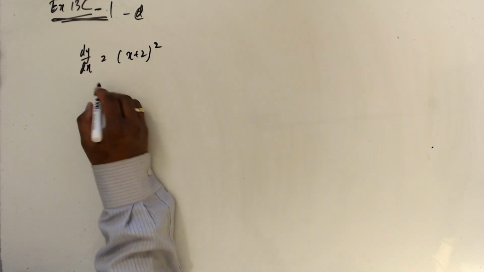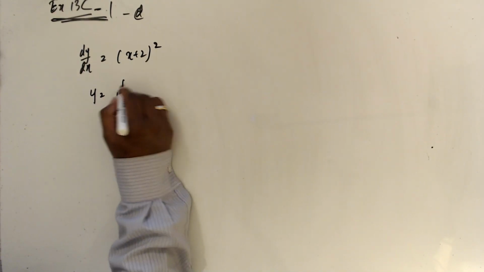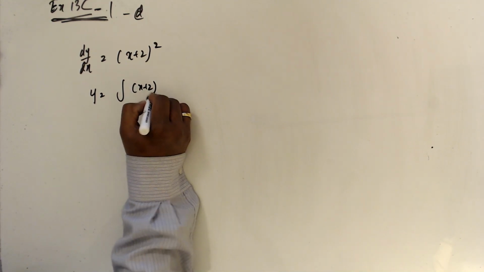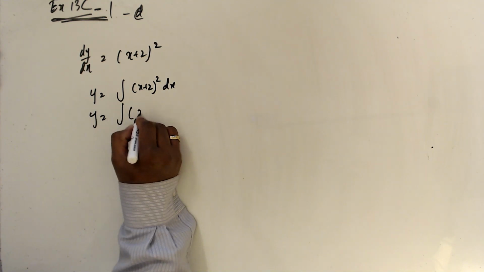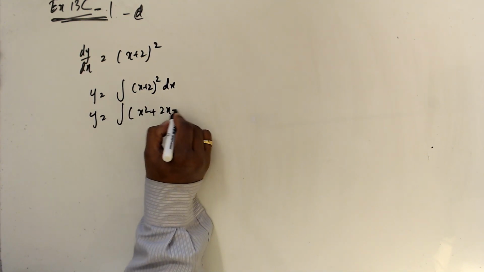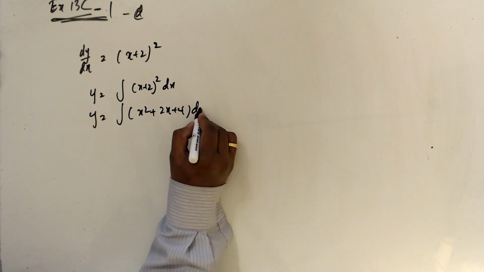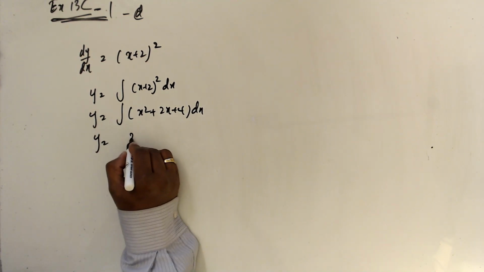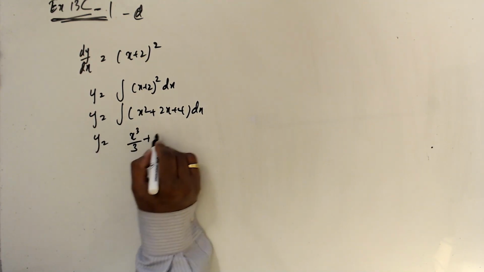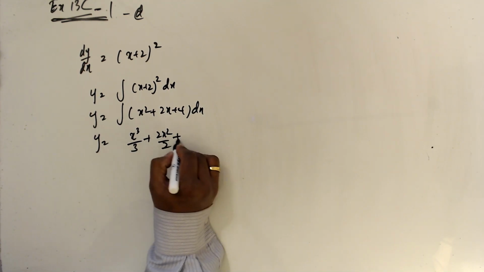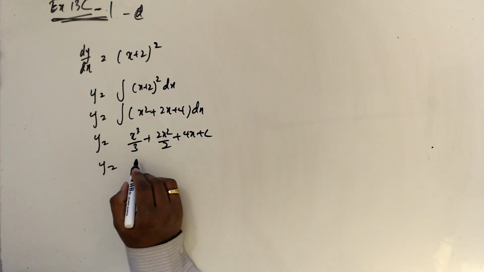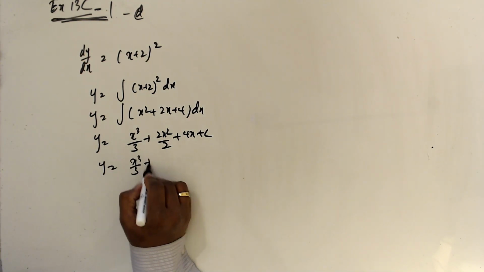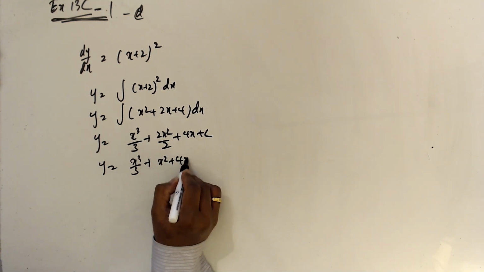So this is y equals the integral of (x plus 2) squared dx. Y equals the integral of x squared plus 4x plus 4 dx. So y equals x cubed over 3 plus 2x squared over 2 plus 4x plus c. Y equals x cubed over 3 plus x squared plus 4x plus c.